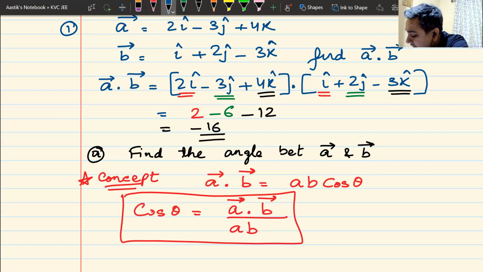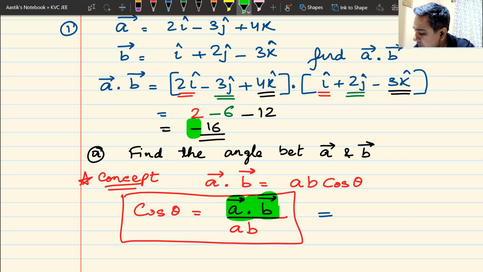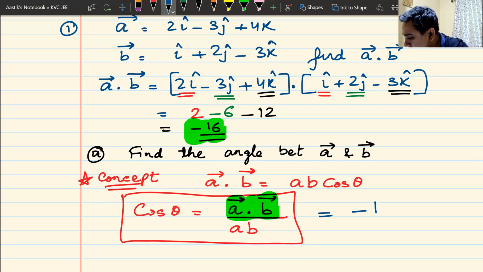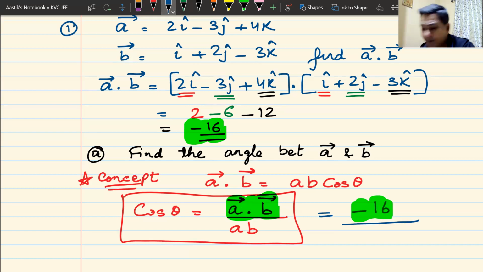Now I can just put the values. I've already calculated A dot B. A dot B is simply minus 16. That is already done. Divided by, I just need to calculate the magnitude of A. This is vector A.